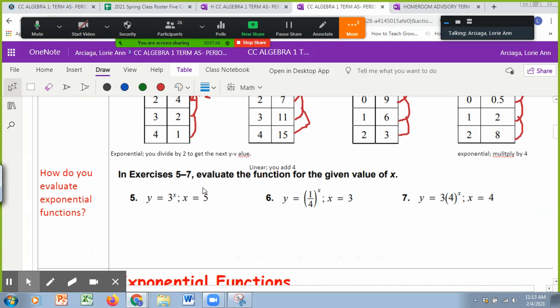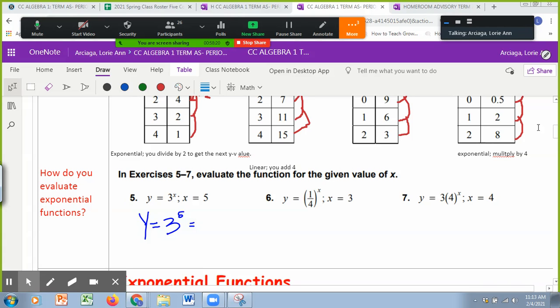So now one last before we go. You have to evaluate, meaning evaluate means you change the x to the given number. You change the x to the given number. Okay. So for example here, y equals 3 to the x, but they want me to use 5, so 3 to the 5th power. Can you tell me what that is? Tell me what that is. 3 to the 5th power.